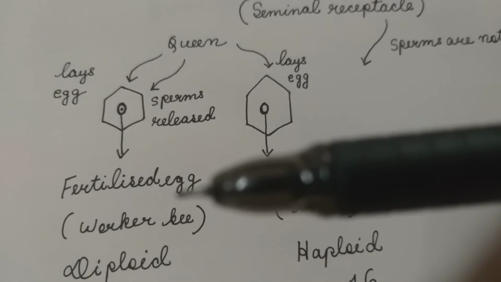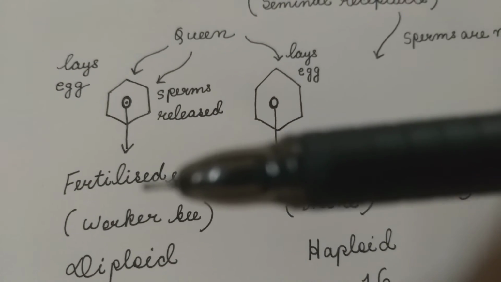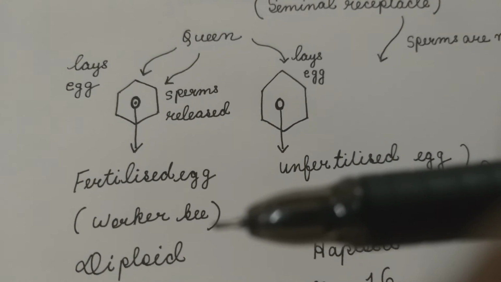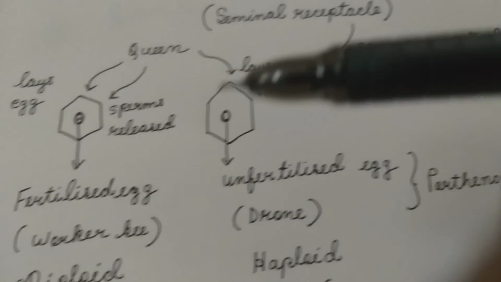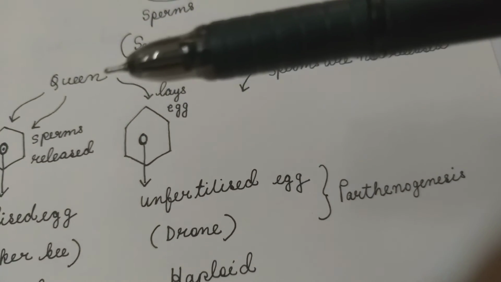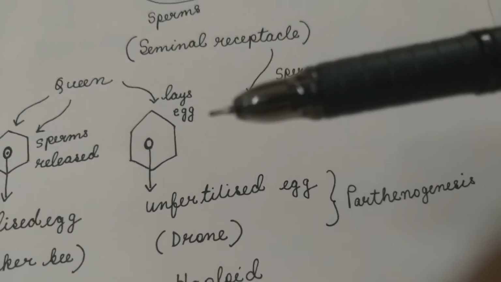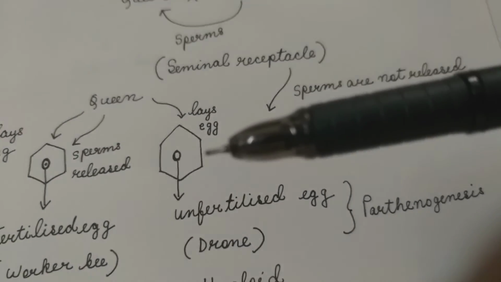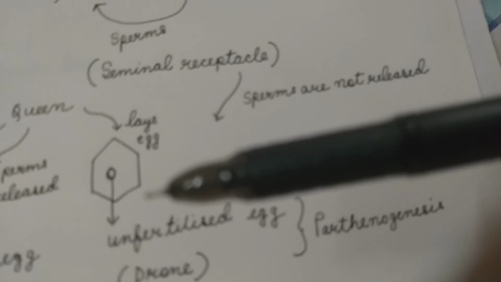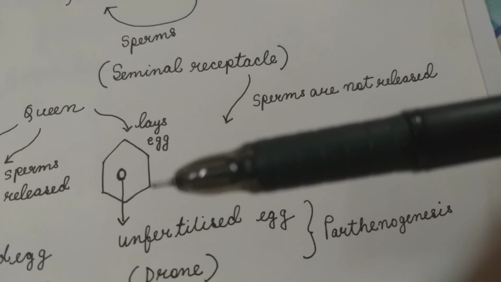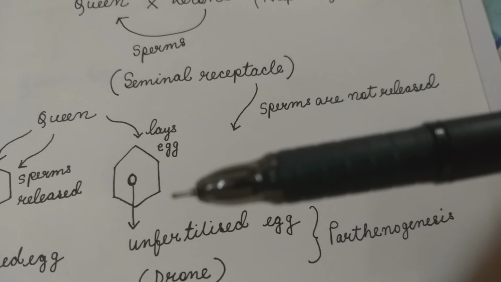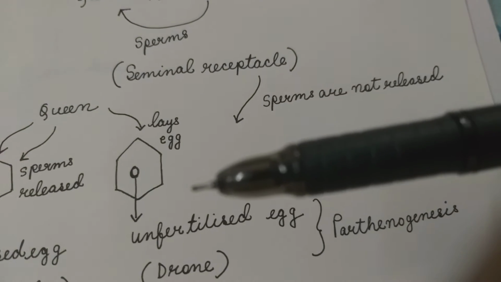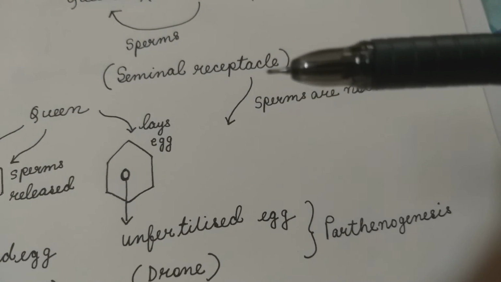Fertilized egg hatches into larva. The larva develops into worker bees, which are females. Now, when the queen lays an egg in the larger brood cell, she exerts some kind of pressure on the duct of seminal receptacle.